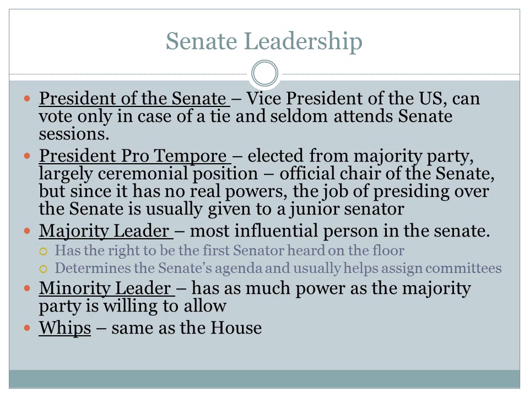These next two positions are where all the power is within the Senate: the majority and minority leaders and the whips. The majority leader is most influential and has the right to be the first senator heard on the floor. So whenever there's debate, they are always the first person to be heard if they'd like. They also determine the Senate's agenda and usually help assign committees. The minority leader has as much power as the majority is willing to allow them to have. Sometimes they work closely together, sometimes they don't, but they are the minority, so they're there mainly to represent their party. Whips are the same as in the House.